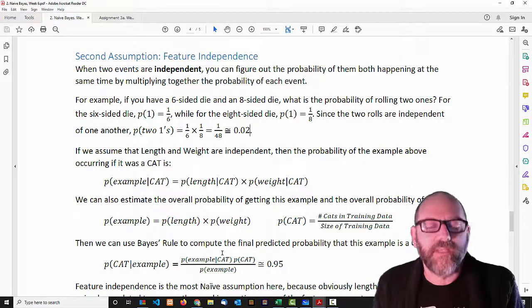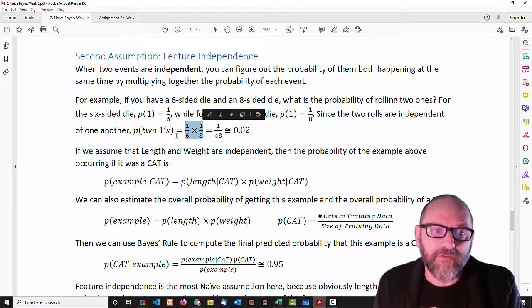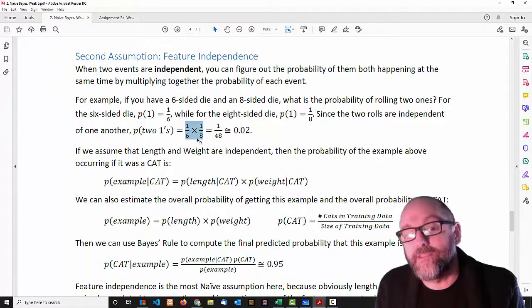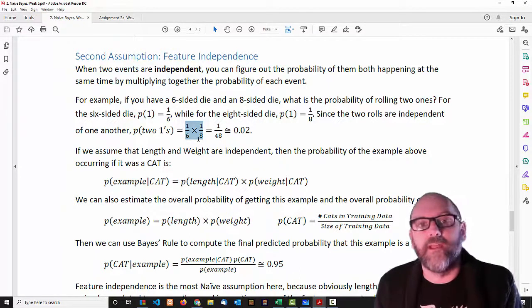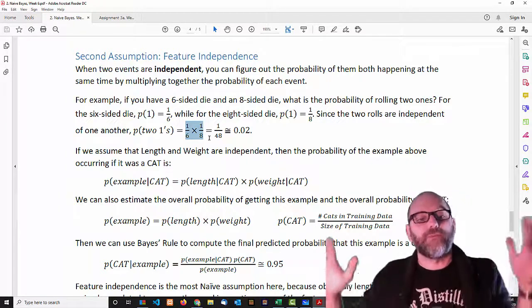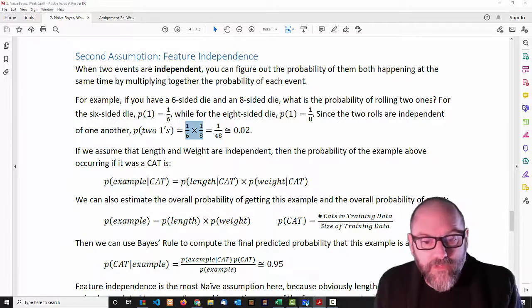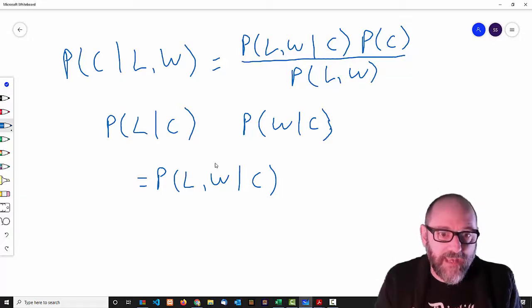Yeah. So that's what we do. This is a very simple calculation. If those two events were dependent on one another, if they were not independent, it would make this calculation much more tricky. So what we do is we just make a naive assumption. Let's just pretend that our features are all independent of one another, because we've got this, and we want this, right? So how do we get that?